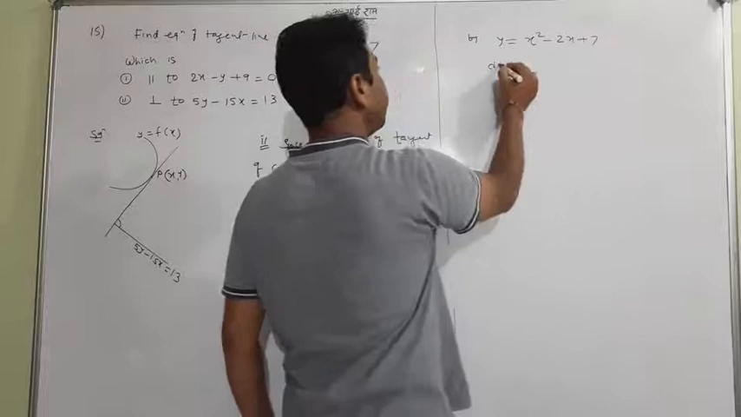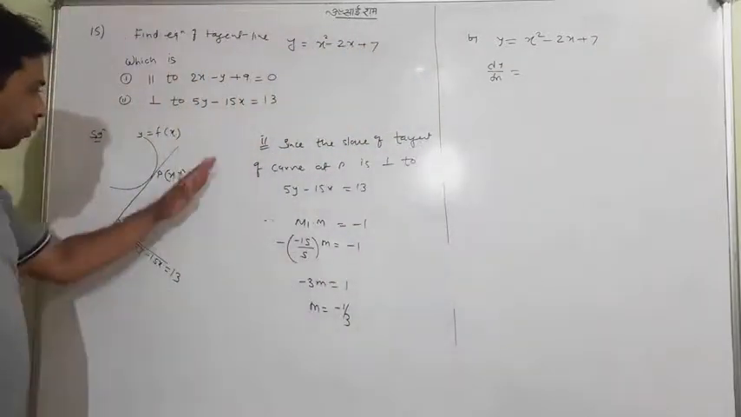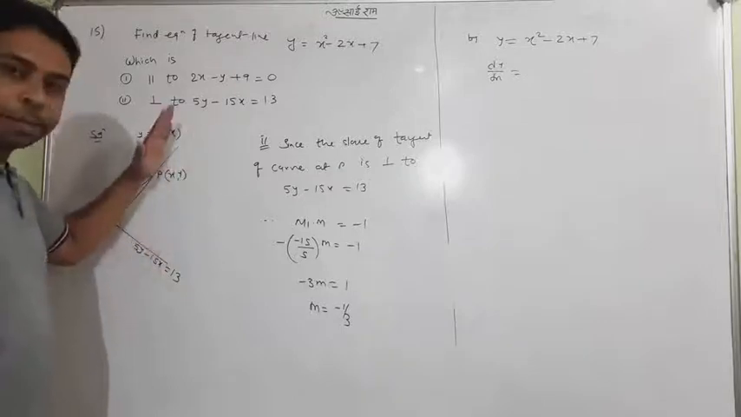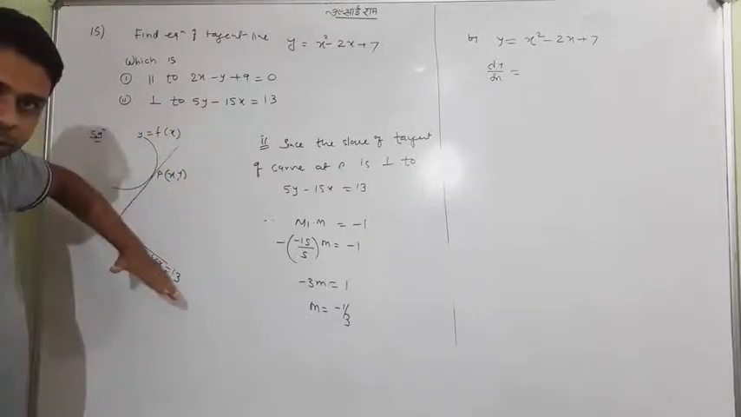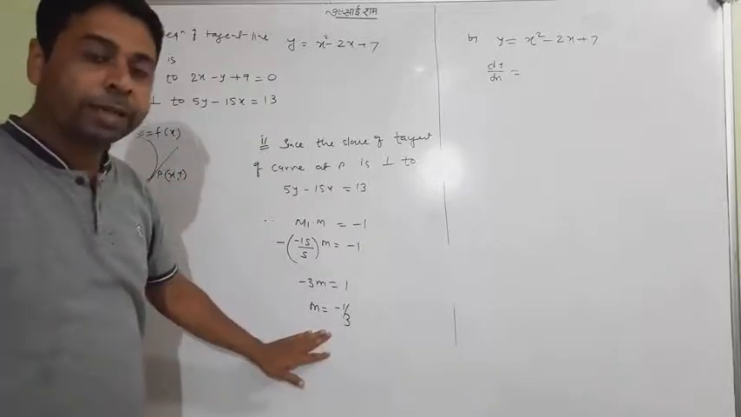I'll find dy by dx. Hope you all students are getting it. Very simple. Last time it was parallel, the slope was the same. This time it is perpendicular. Slope of this into slope of this is equal to -1, by which I got the slope of my tangent.